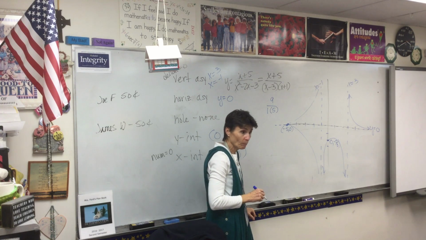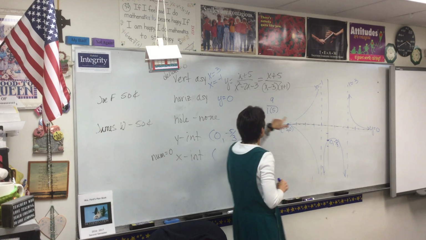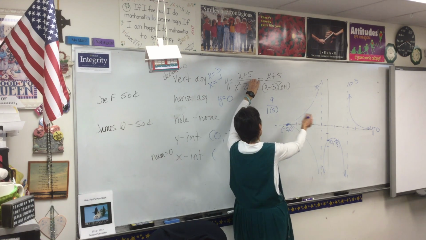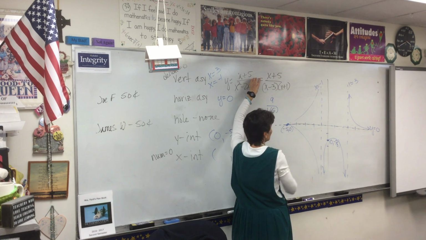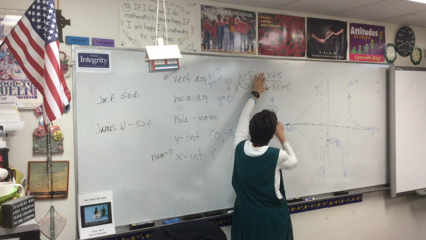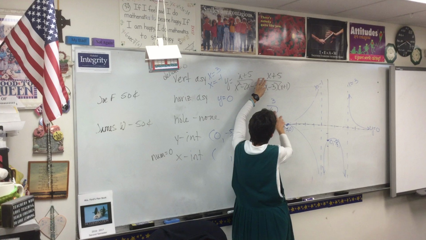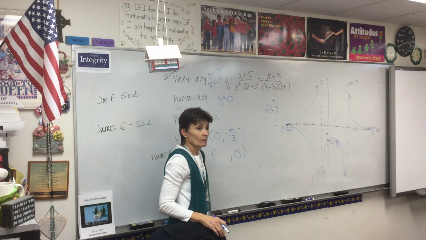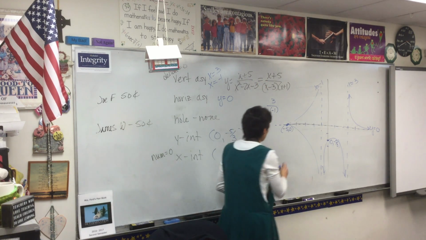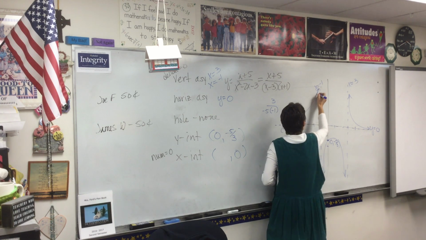So I'll plug in one more point. Negative 1. So maybe what would this be? Negative 2. I can plug in any point I want less than negative 1 except negative 5. So I'm just going to put in negative 2. So negative 2 would give me 3 over negative 2 times negative 1, which is 5 positive. So this guy is coming in from the top.